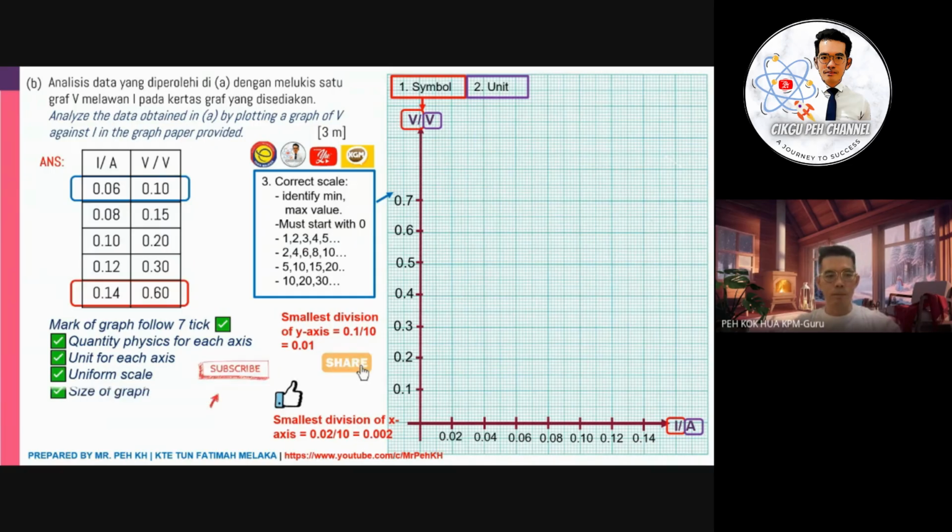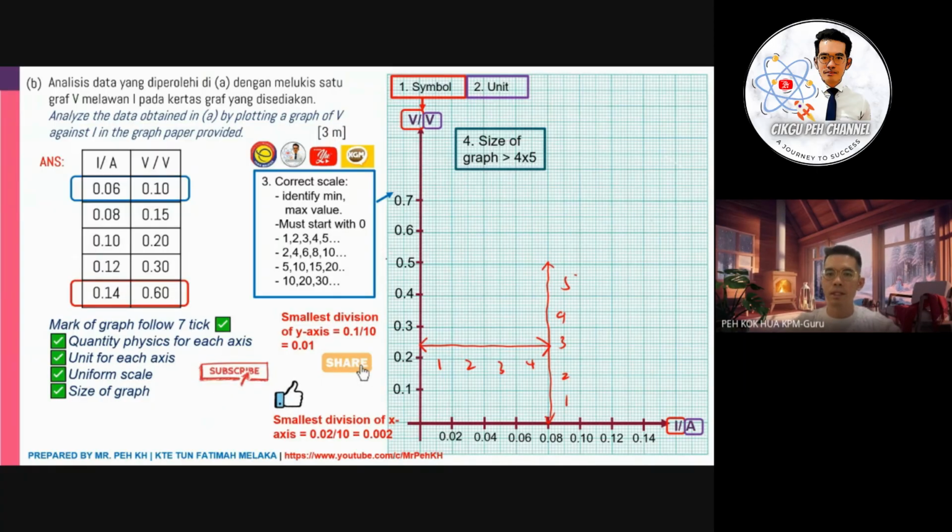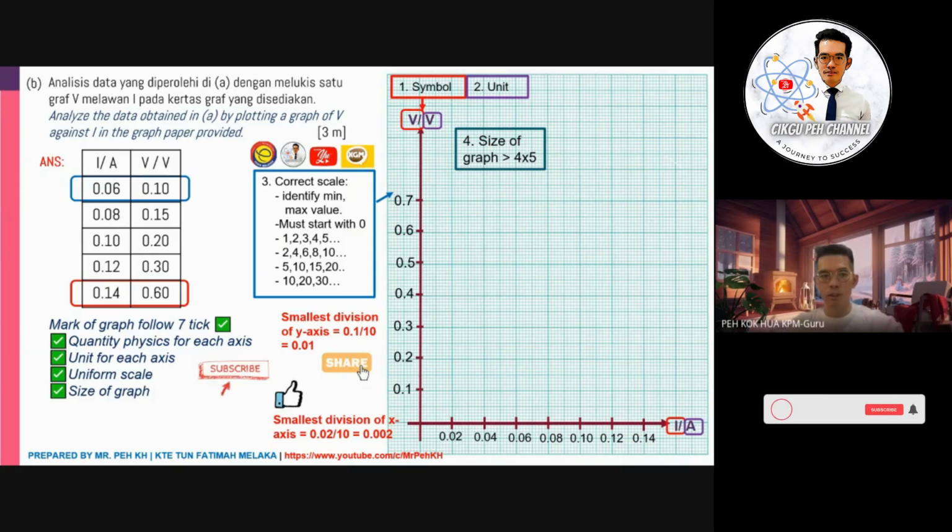Okay, so the next will be the size of the graph. Your size of the graph must be greater than 4 times 5. That means your readings plotted in the graph must span at least 4 units here, 1, 2, 3, 4, and 5 units here, 1, 2, 3, 4, 5. So that means this is half of the graph. Your size of the graph must be at least half a page of the graph paper. So this tick should not be hard to meet.